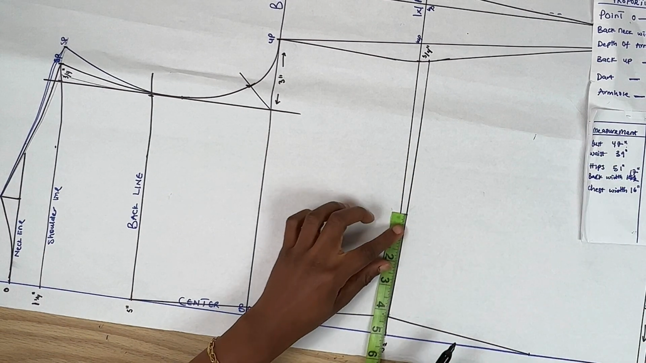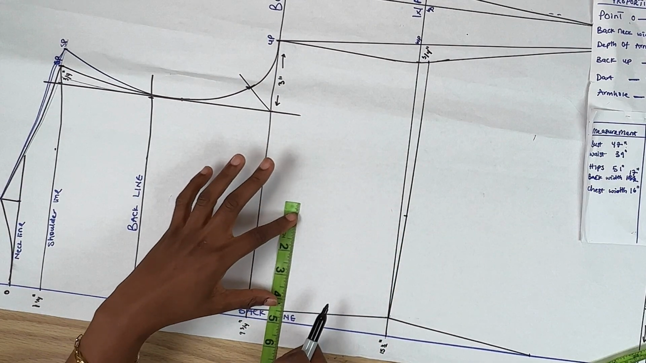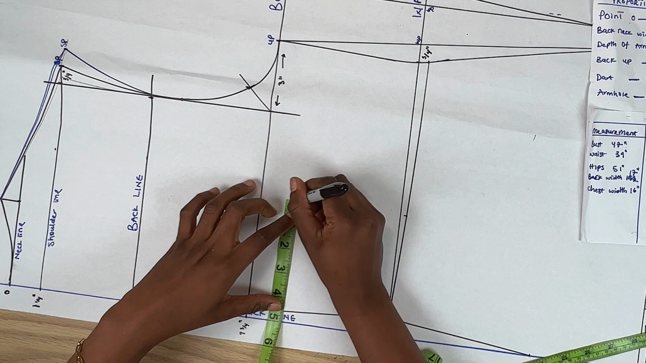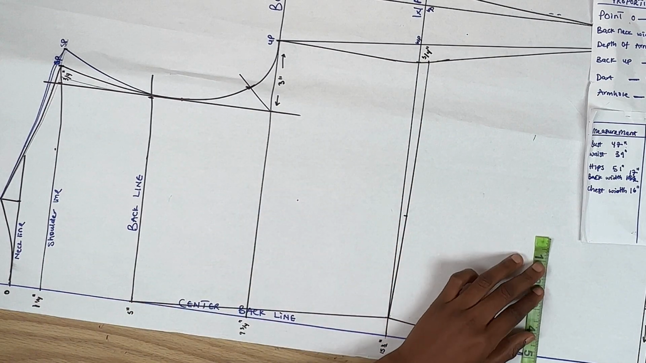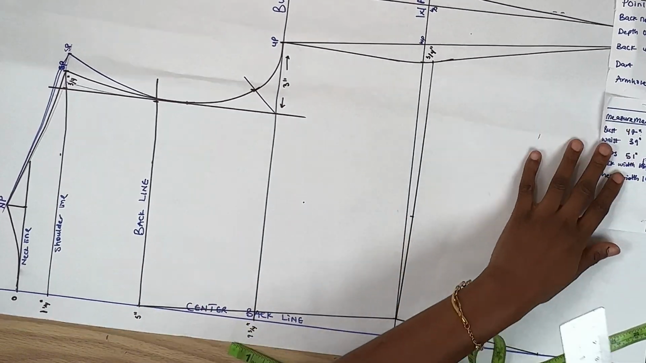Okay, so I have 5 inches. So I'm just going to extend this 5 inch here, and then also at this point. This is just for me to have a straight line.